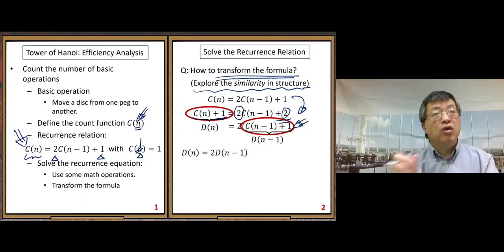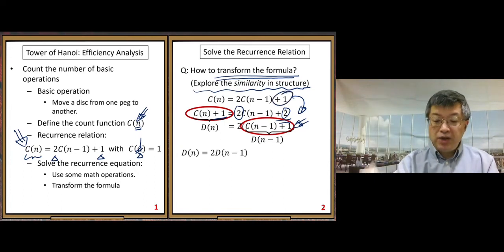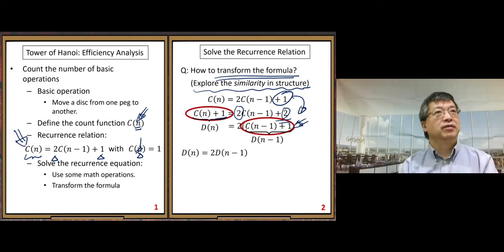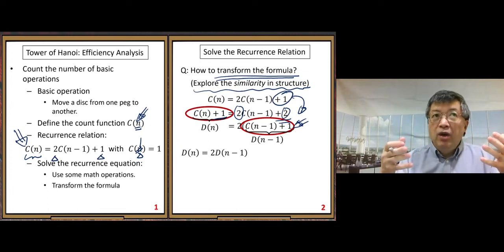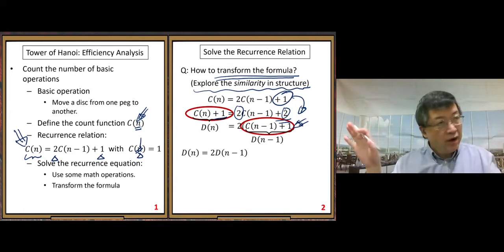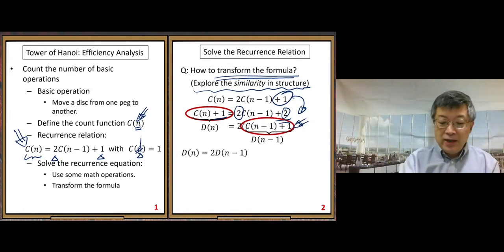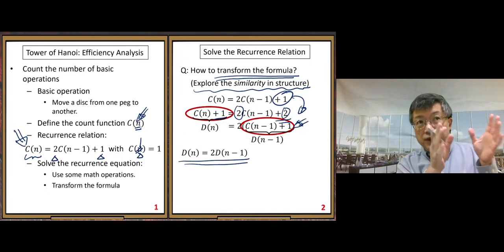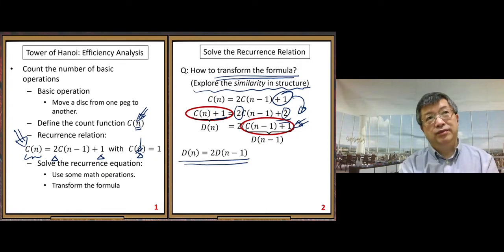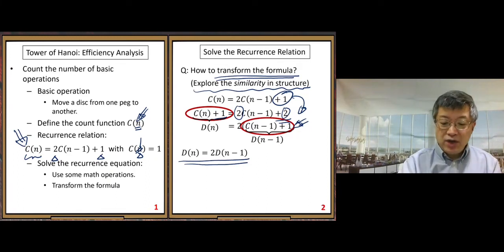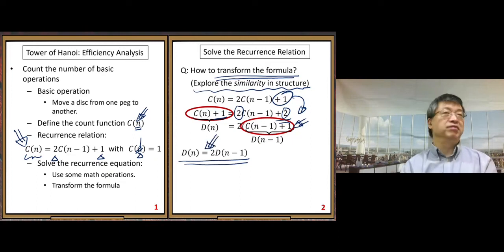D of n equals 2 times d of n minus 1, and there is no plus 1 part. You can see after this formula transformation, we eliminate that constant term, plus 1. So for this new recurrence relation, do you think it is easier to solve than the old one? Yes, it is easier to solve. So let's try to solve this new equation.